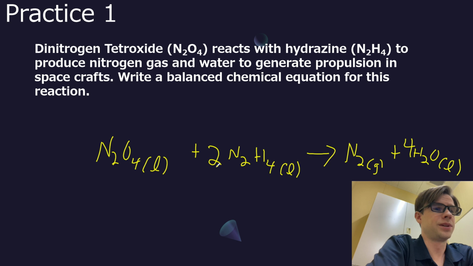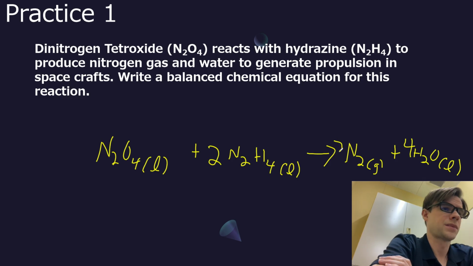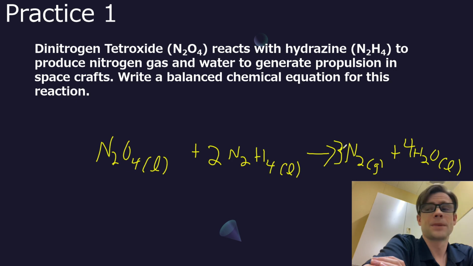So then do the N2 last. Everything else should basically be done here, except for nitrogen on the right. So 2 plus 2 times 2 is 4. There's a total of 6 nitrogens on the left. That means we need 6 on the right as well. This has to be a 3. Okay, so N2O4 plus 2 N2H4 goes to 3 N2 plus 4 H2O.